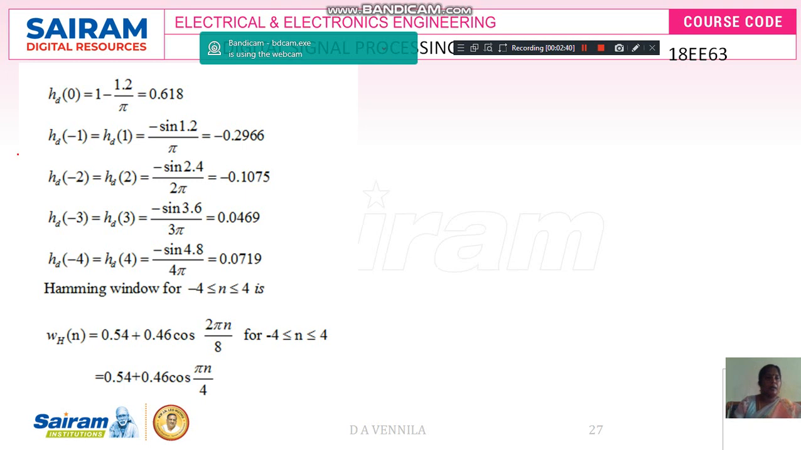Now substitute n equal to 0: 1 minus 1.2 divided by pi. That is alpha equal to 0, those conditions. If you keep the calculator in radian mode, you put pi directly. If you use degree mode, you have to put pi equal to 180 degrees. You should be careful, and cross verify your answer with your calculator.